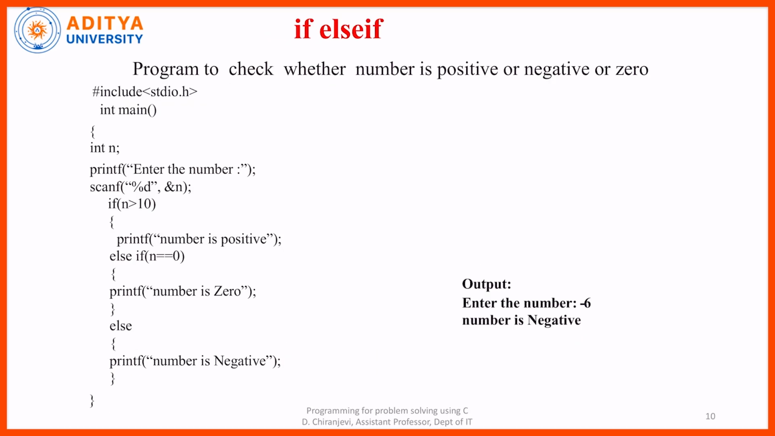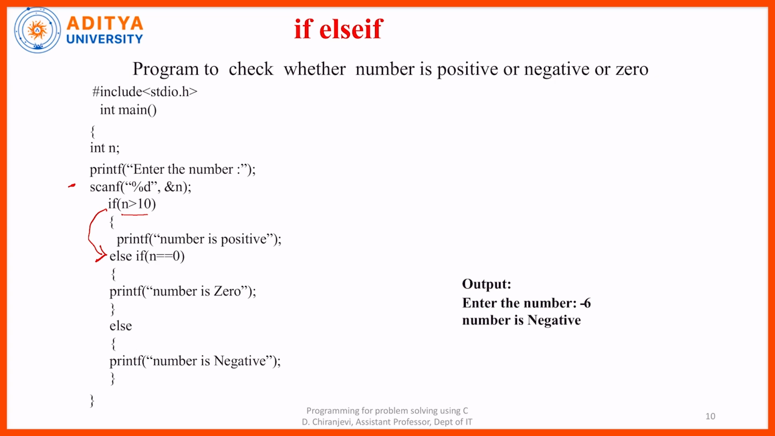Now with an example of if else if, we are checking whether a number is positive, negative, or 0. Now let us check here. We are reading a number from the user here, that is n. Now you are checking a condition. The user gave minus 6. First it will check whether minus 6 is greater than 10. This if condition evaluates to false, because minus 6 greater than 10 is false. So control will be transferred to the else block.